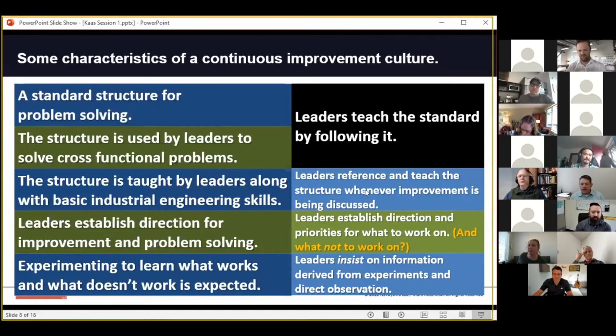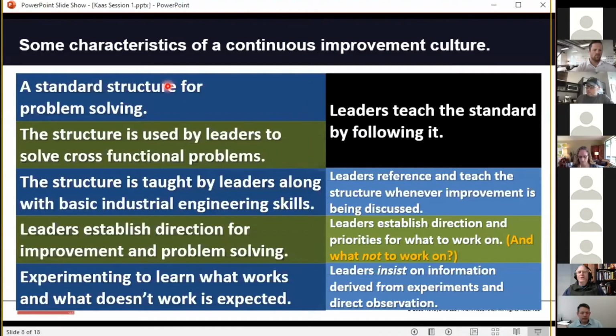So we talked really about some characteristics. And one of the interesting things about it, to me at least, is that what we're doing is we're defining a gap. And that is part of that standard structure for problem solving that you see consistently. And once you have a gap, then you follow that structure to close the gap.